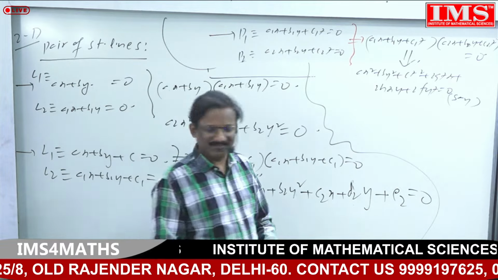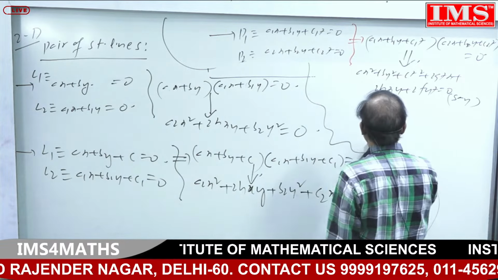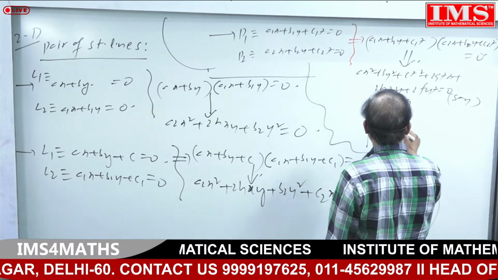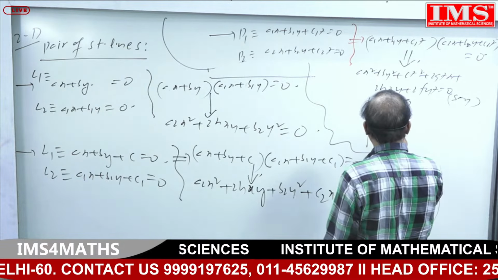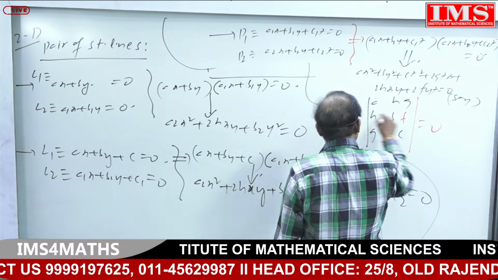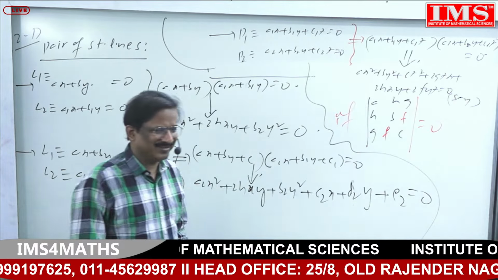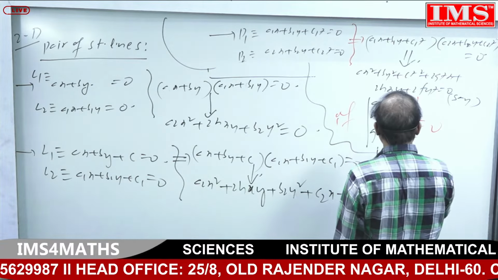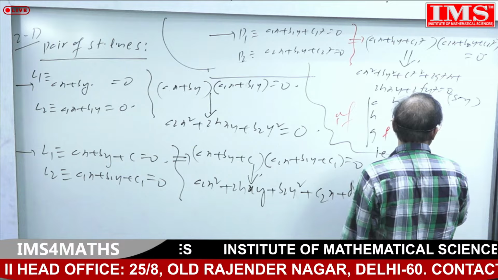Okay, Vaibhav? Right. What is the condition? I would like to write abc plus 2fgh minus af square minus bg square minus ch square is equal to 0. If it is equal to 0, what next you have to remember? That is, what do I mean? ABC plus what I remembered?